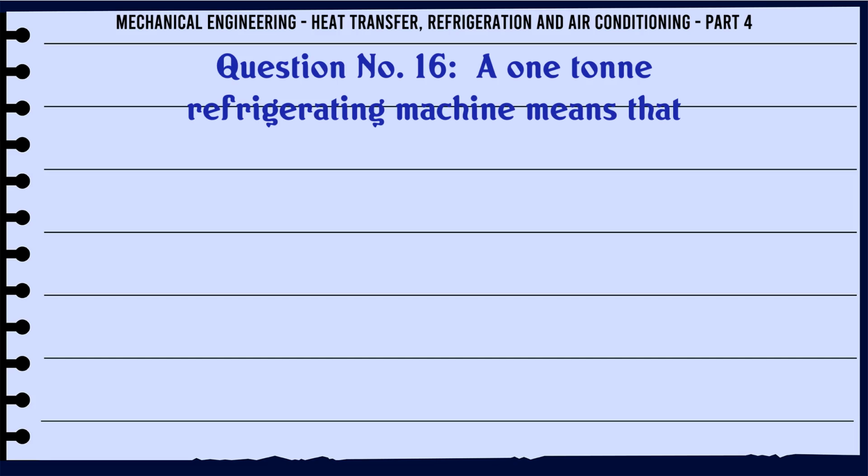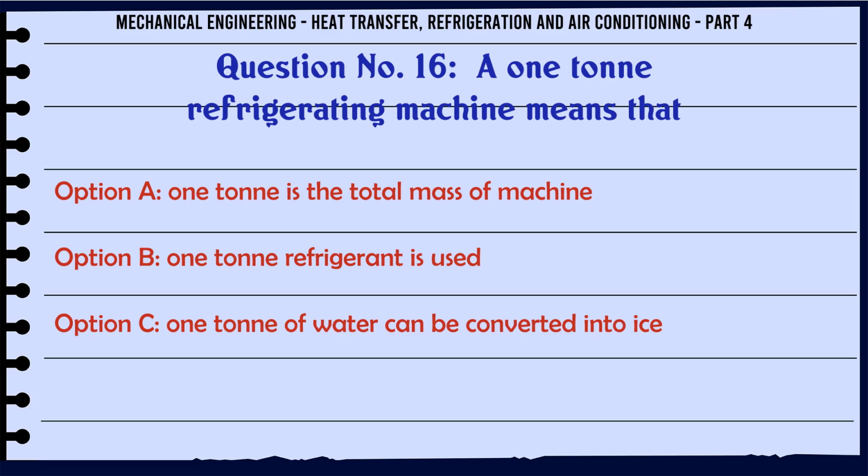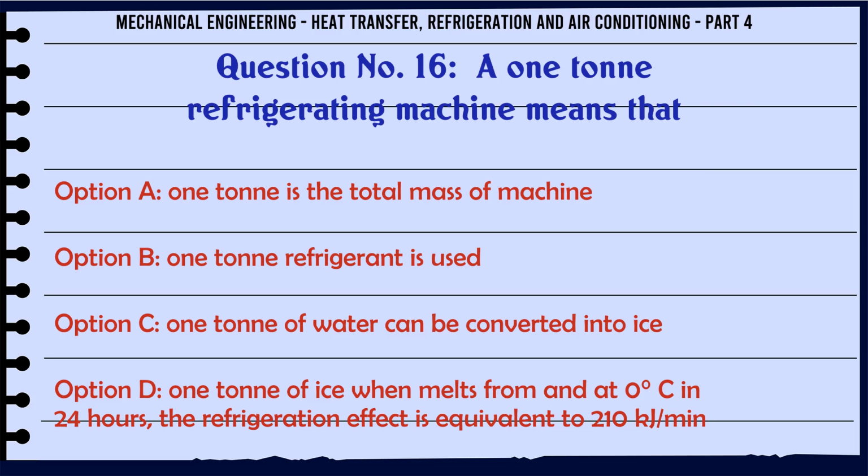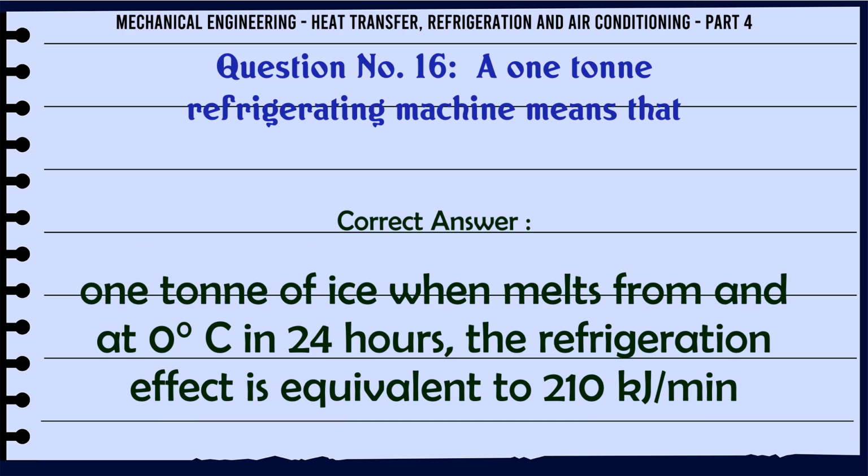A 1-ton refrigerating machine means that A. 1 ton is the total mass of the machine. B. 1 ton of refrigerant is used. C. 1 ton of water can be converted into ice. D. 1 ton of ice melts from and at 0 C in 24 hours. The refrigeration effect is equivalent to 210 kJ/min. The correct answer is 1 ton of ice melts from and at 0 C in 24 hours.